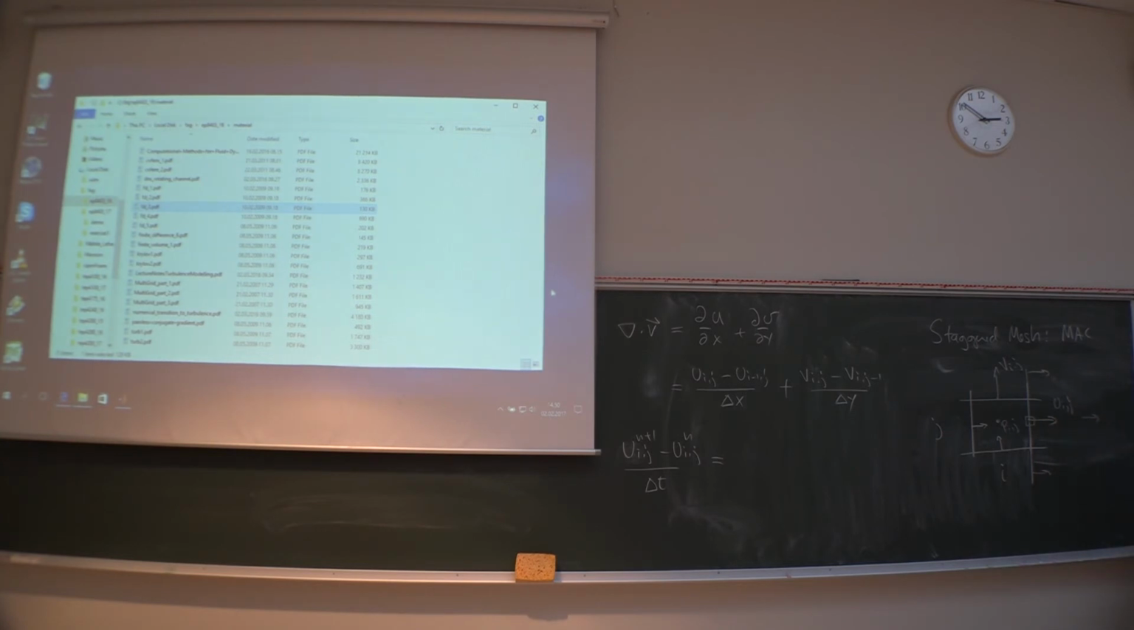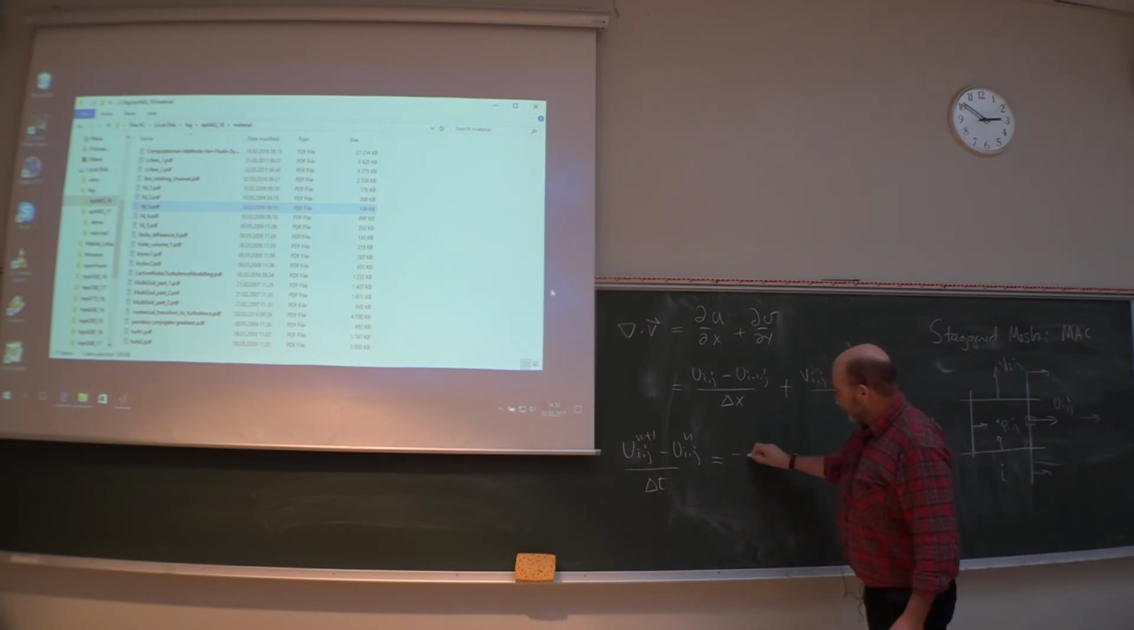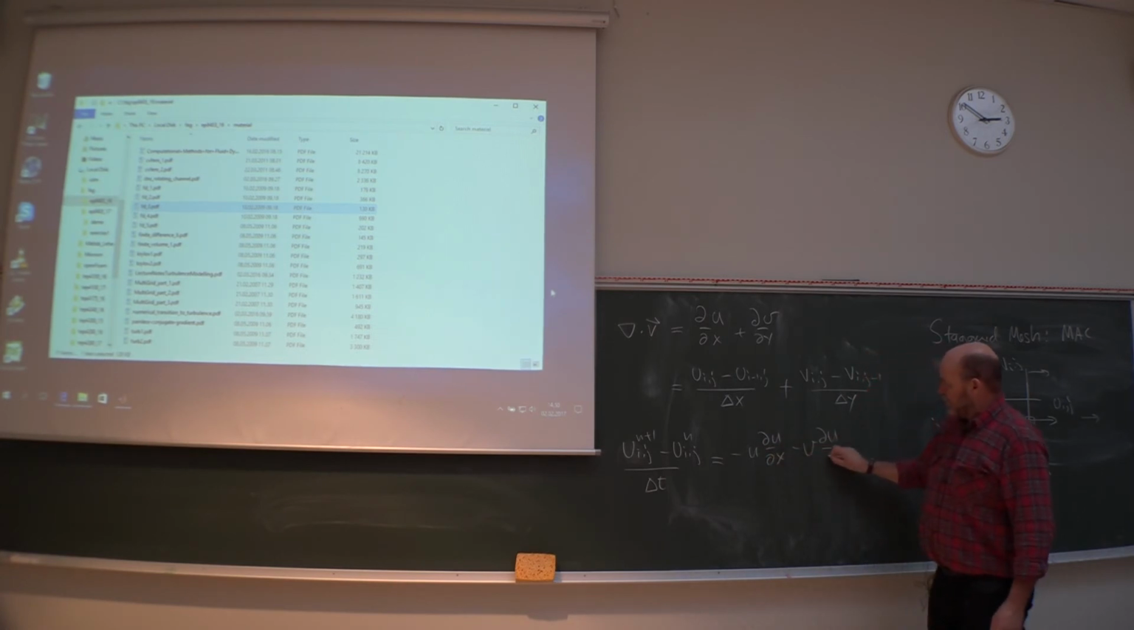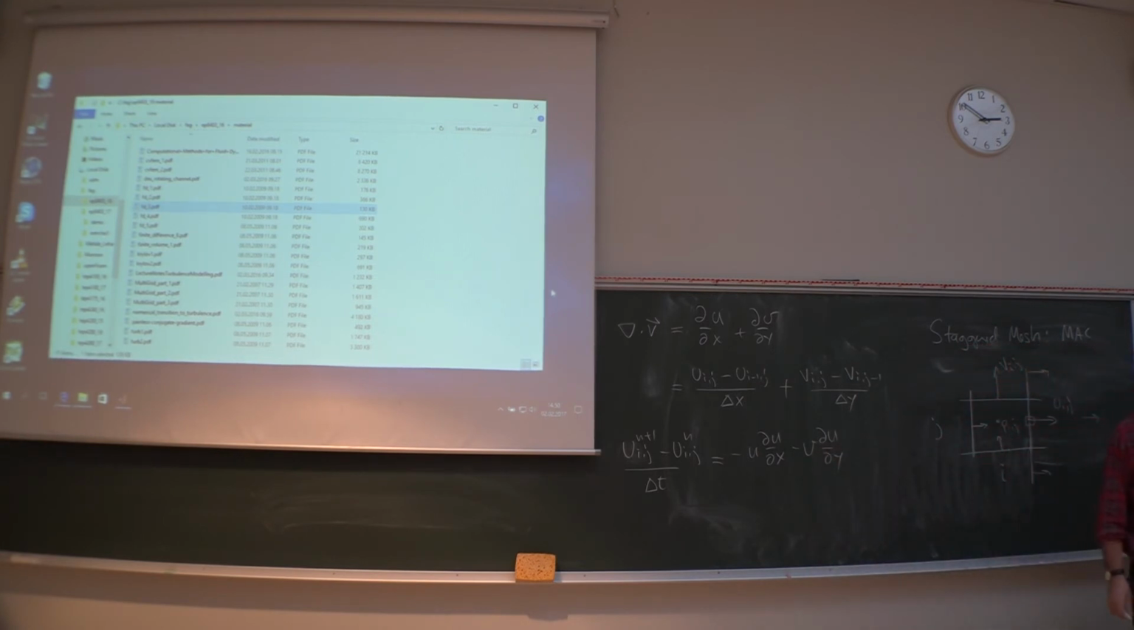Then I have some of these convective terms, say minus u du dx minus v du dy. This has to be discretized as well. First one is not a problem. Velocity u multiplied with the derivative. I can create one with these 2. What about that in this one?